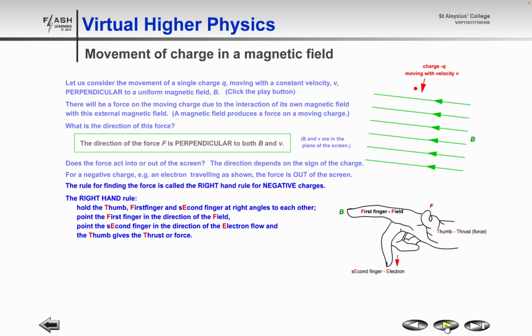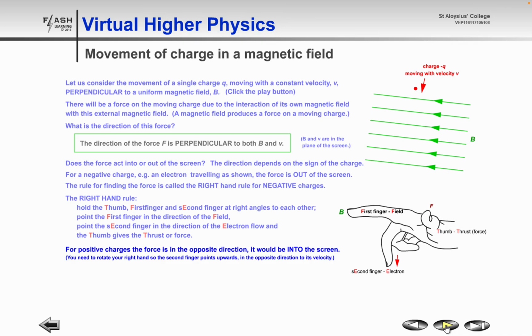So in this example here, your field is pointing from right to left, roughly, sloping up a wee bit. The actual electron current is moving down the way, and therefore your thumb at that point would be pointing out of the piece of paper or out of the screen, and so the force would be out of the screen. It's much easier to show you this in reality.